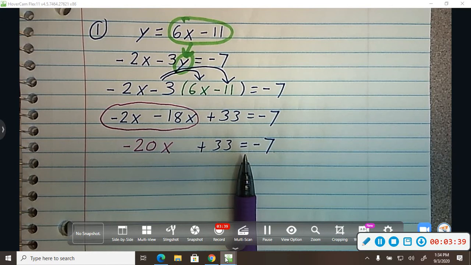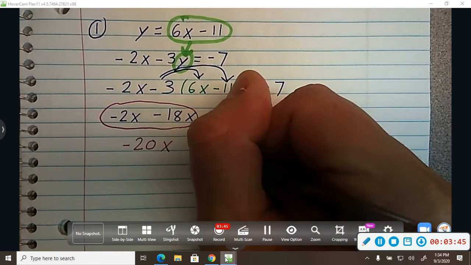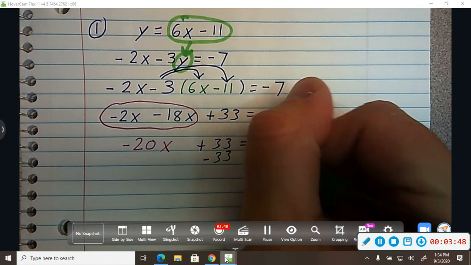Would you subtract 33 from both sides? That's what I would do. That would be the easiest. Subtract 33 from both sides. So then you're going to have a negative. That's okay to have negatives.